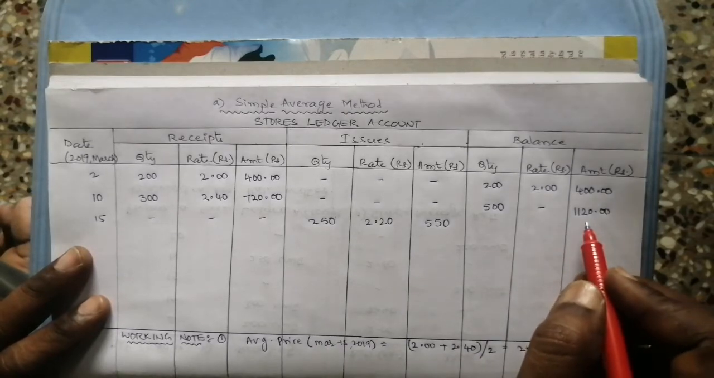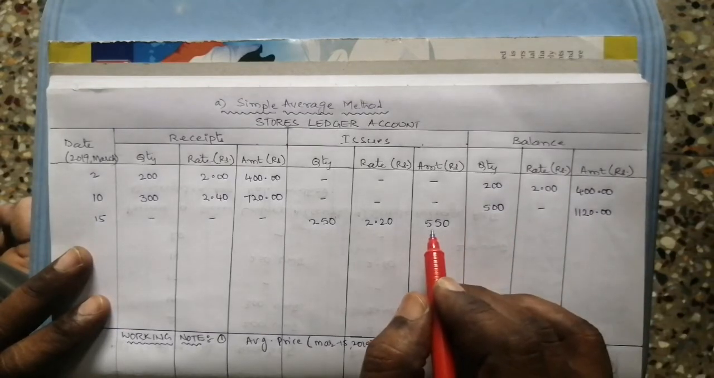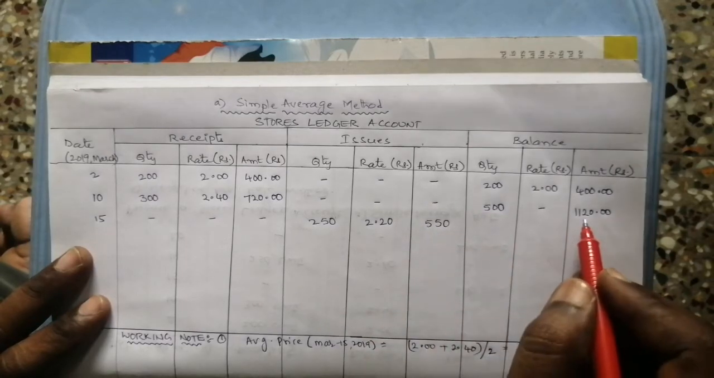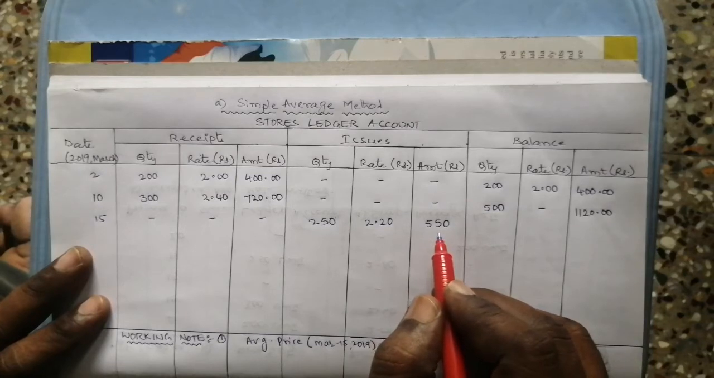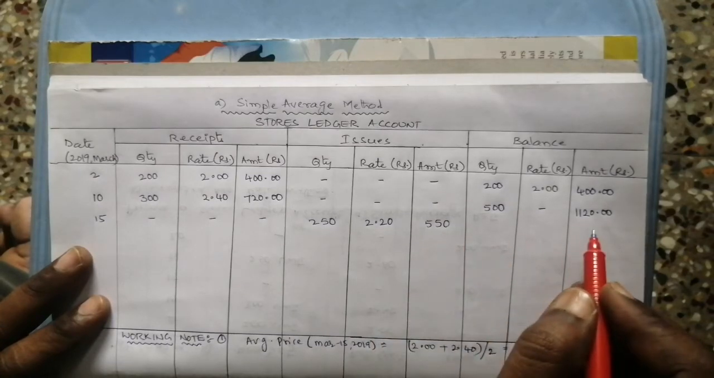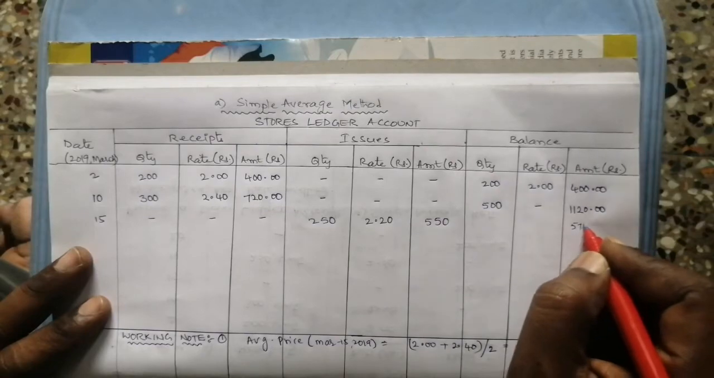Now interestingly, how to find out the balance amount? You have to deduct the issue amount of 550 from the balance amount of 1120. So in our case 1120 minus 550 is equal to 570. So 570.